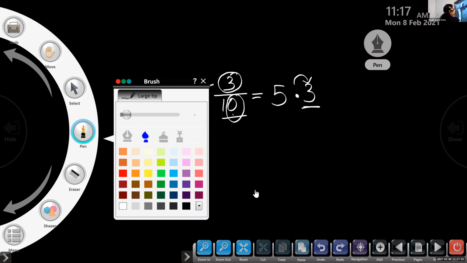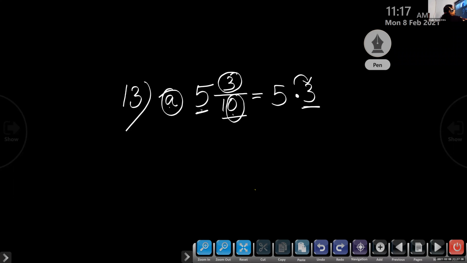So children, like this question, you have to see the number of digits in the denominator. Here we have only one 0. So after the decimal point also, we should have 1 digit. 5.3 is the answer. So 5 and 3 by 10, we will write the decimal 5.3.